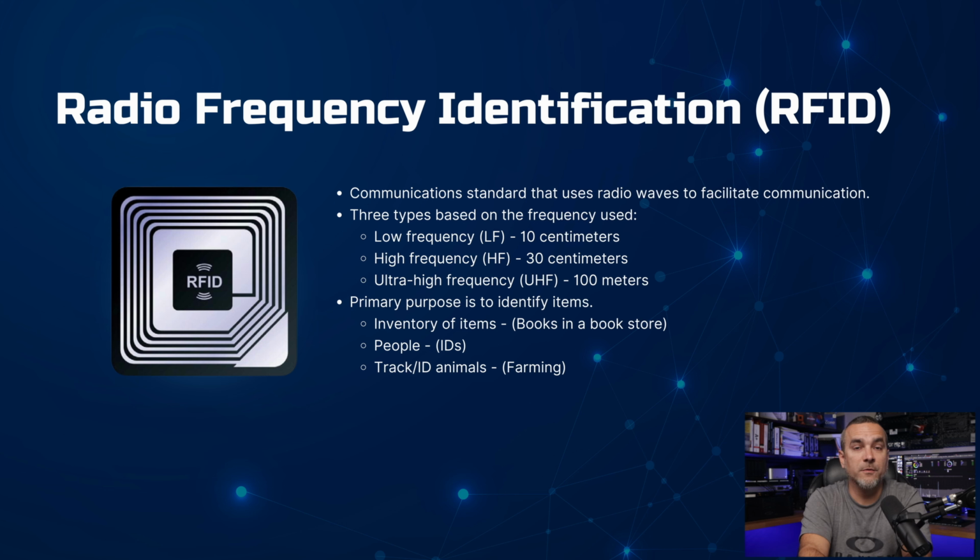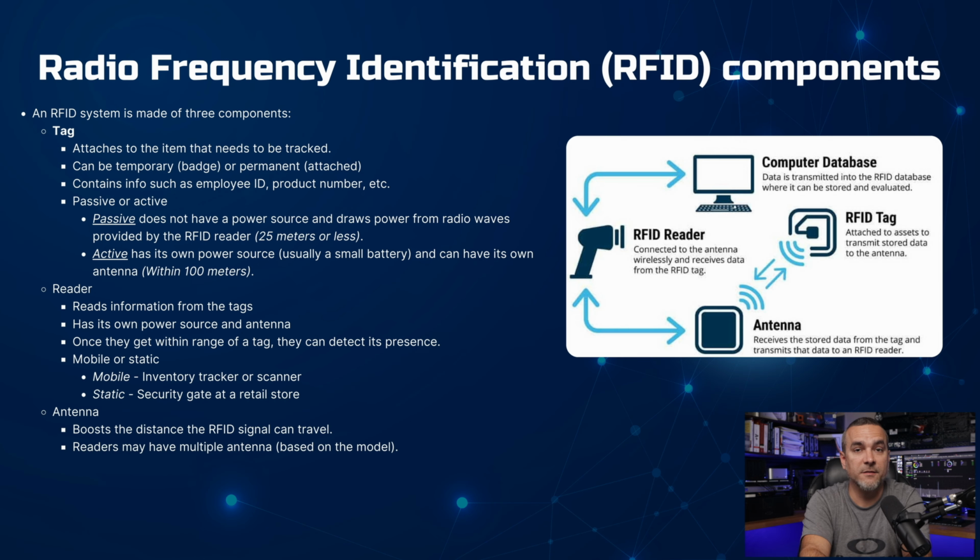Radio frequency identification, or RFID, is a communication standard that uses radio waves for communication, and its entire purpose is to identify items within a short range. There are three types of RFID based on the frequency used: low frequency, which covers about 10 centimeters, high frequency, which reaches up to 30 centimeters, and ultra high frequency, which extends up to 100 meters. Examples of how RFIDs are used include managing inventory in a bookstore, identifying people through IDs, and tracking or identifying animals in farming applications. An RFID system consists of three main components: the tag, the reader, and the antenna.